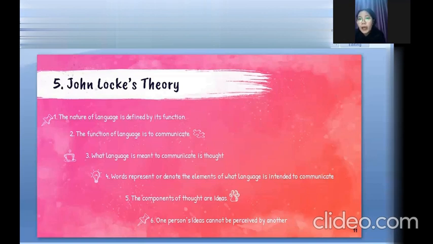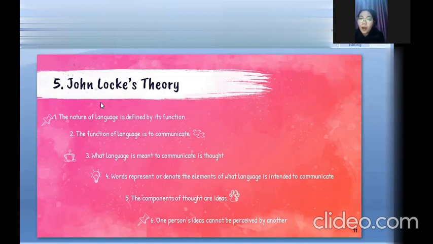Allow me to move on to number 3. Language is meant to communicate thought. This point comes from the peculiarities of Locke's general understanding of communication, as it is understood within the context of the Lockean theory. Locke's idea of communication is fundamentally individualist.